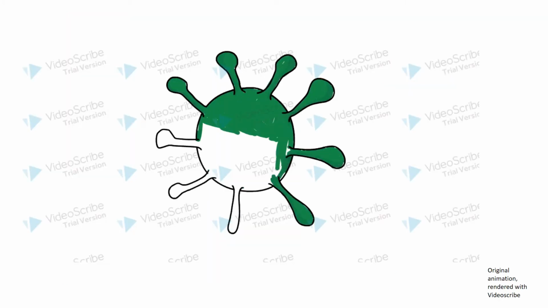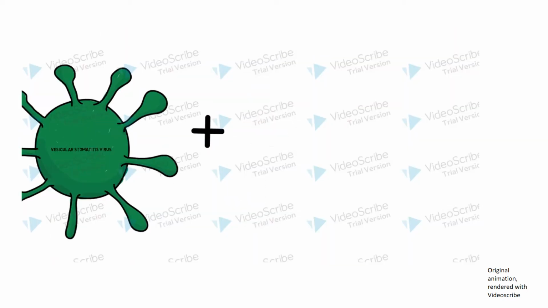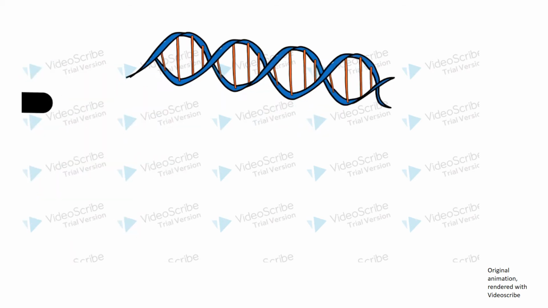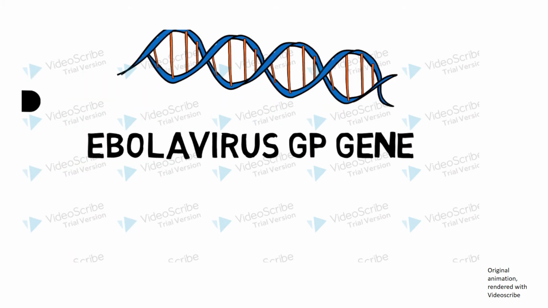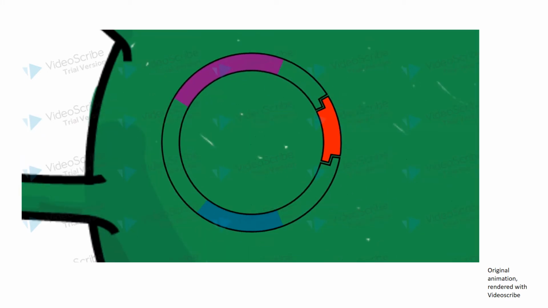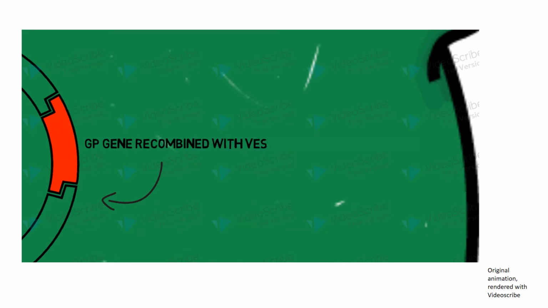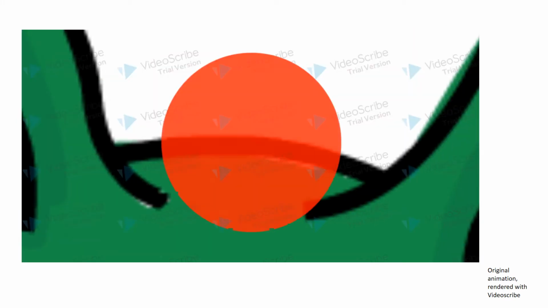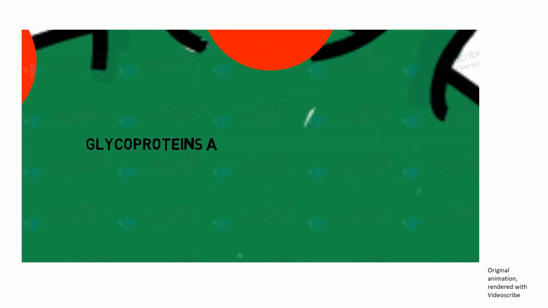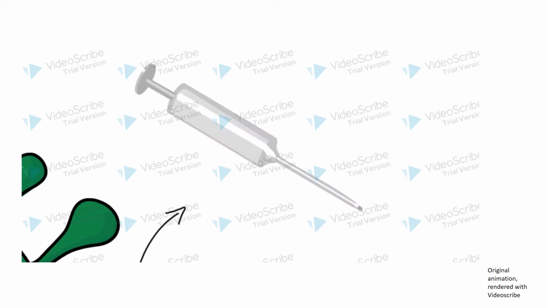To generate an anti-Ebolavirus vaccine, researchers use a non-lethal virus called vesicular stomatitis and incorporate the Ebolavirus glycoprotein gene into its genome. The vesicular stomatitis virus can then express the glycoprotein antigen on its surface and be used to make a safe vaccination.